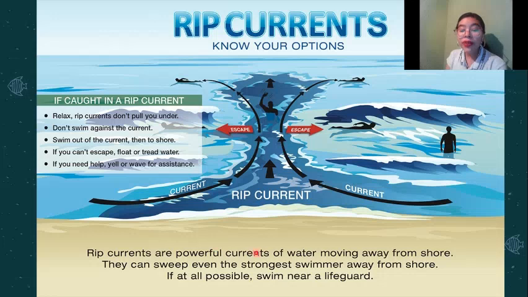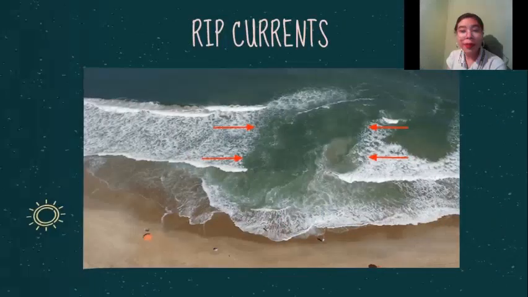Rip currents are powerful currents of water moving away from the shore, as I told you before. They can sweep even the strongest swimmer away from the shore. If at all possible, swim near a lifeguard. Okay, so this is some information about the rip currents.